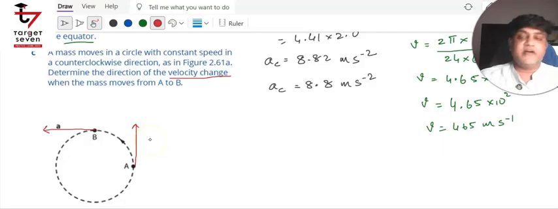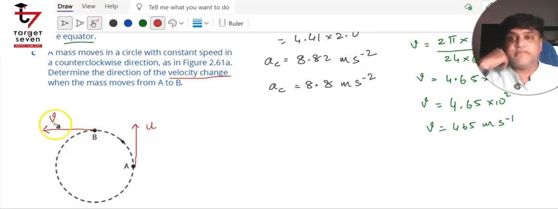At the point B, again it is going to be tangential, therefore it will be horizontal and pointing to the left. Since we were supposed to determine the change in velocity, it is always the final velocity minus the initial velocity. This is the final velocity. The initial velocity is in the upward direction. Negative of the initial velocity would therefore be in the downward direction.